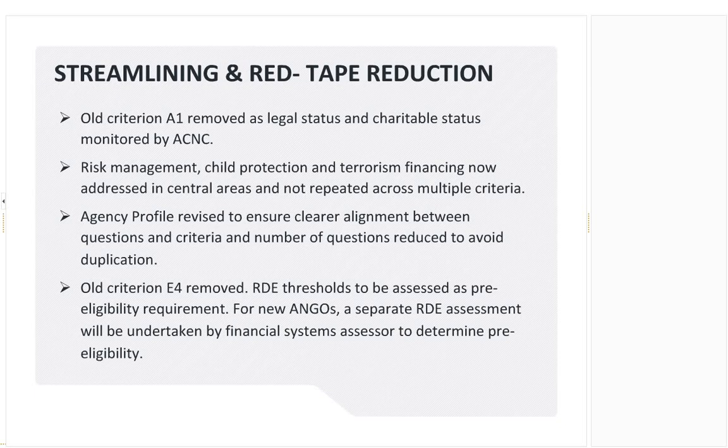And then finally, the third dot point, a major change is that the agency profile has been revised to ensure clearer alignment between questions and criteria. So this means actually that quite a few questions have been taken out of the profile, both to avoid duplication and also to make it clear that each question has a direct relationship to a criterion. So those overall are the key changes from a streamlining perspective.